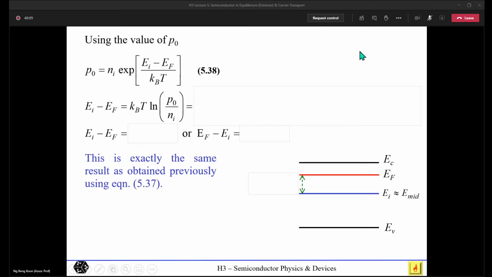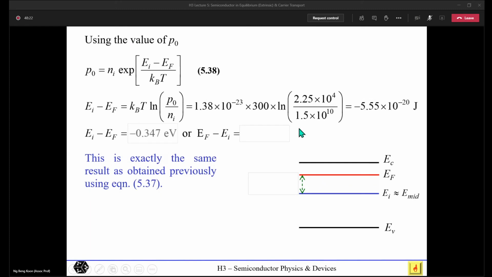So in fact, you can also choose to use the value of P naught that you calculated with the P naught expression related to Ni. So we use that expression instead, and you put in the values of Pi that you calculated. You will expect to find, in this case, EI minus EF equals negative 0.347 eV. If you multiply both sides by negative 1, then you get EF minus EI equals 0.347 eV, which is the same as what you get using the N naught expression.